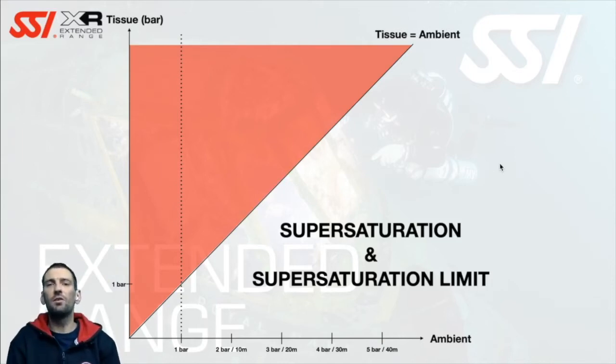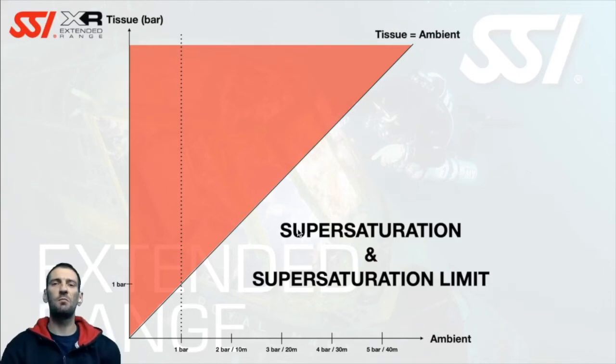So on our graph, every time we are in the red zone, on the red part of the graph, it means that our tissue is supersaturated. If you think about it, we need supersaturation. It's necessary to be supersaturated, otherwise we can never off-gas. Remember, we have to create the pressure difference between our tissue and our lungs to off-gas, and that pressure difference is called supersaturation if in the tissue the pressure is higher than the ambient. So once again, to make sure it's clear, supersaturation is the state of the tissue when the pressure of the gas dissolved in the tissue is higher than the ambient pressure.